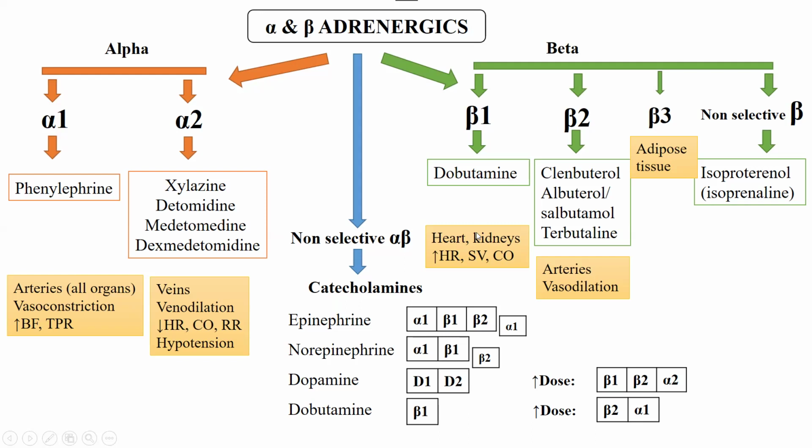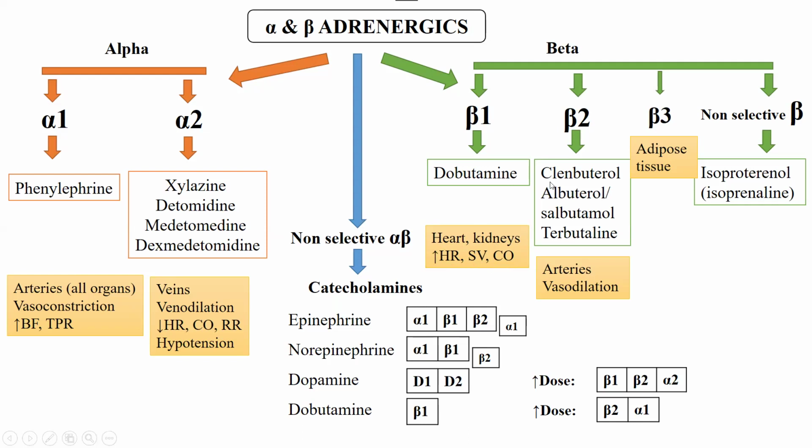When we talk about beta 1, beta 1 receptors are specifically called cardiac receptors. They are present on the heart. They are also present on kidneys, and their main and very prominent action is increasing the heart rate, stroke volume, and cardiac output. So if you have a patient with bradycardia whose heart contractions and heart strength are going down, you will inject a beta 1 agonist and the heart rate will start to increase.